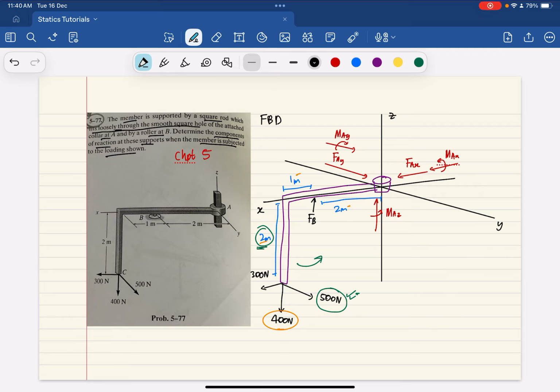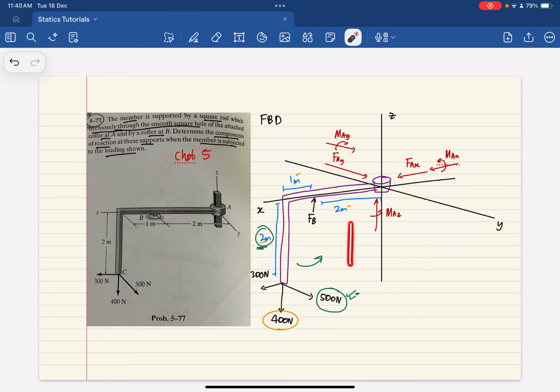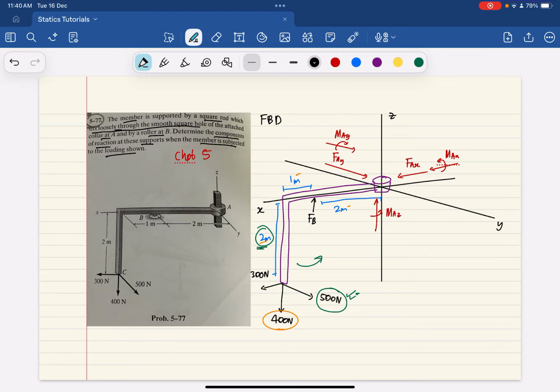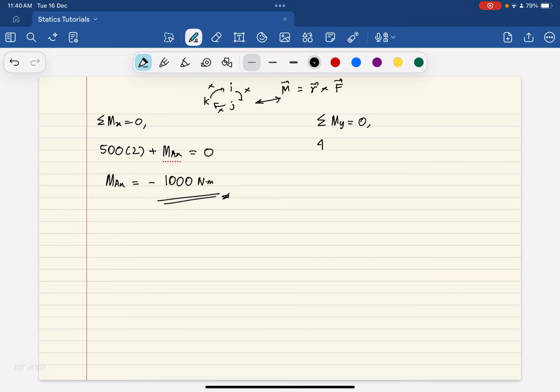So summation of MAY, again, we need to either find a vector that is going in the z-axis or in the x-axis, for the force and for the distance. So I find a force here, 400 Newton, that is going in the z-axis, and the distance in the x-axis, it's 1 meter plus 2 meters, so it's going to be a total of 3 meters, and it's going to be counterclockwise, so it's going to be positive. So it's 400 times 3, so it's positive.